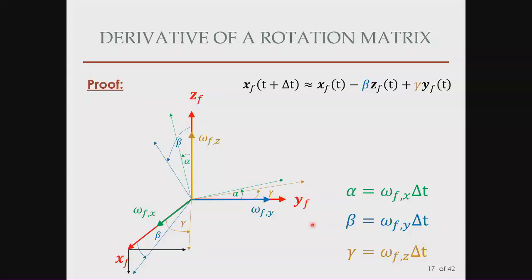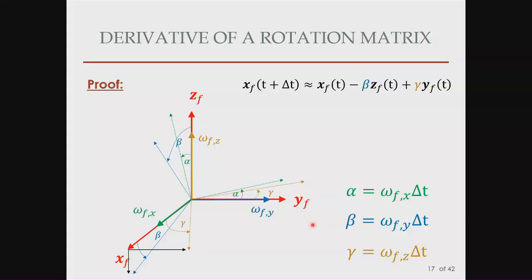Where would the new axis xf be after the delta t time? Kind of here. It would move downwards, this beta in radians, and to the right, gamma. And what does it mean downwards? It means in the negative zf direction. And what does it mean to the right? In the positive yf direction.